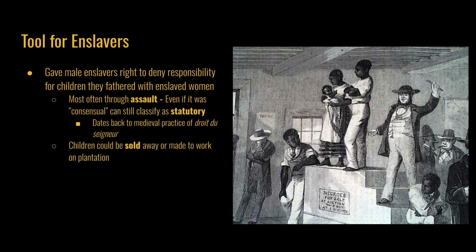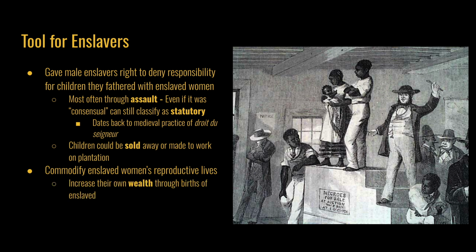Children of these unions could be sold or made to work on the plantation. Sometimes mixed-race children were given lighter workloads than the rest of the enslaved people on the plantation. Partus also helped to commodify enslaved women's reproductive lives, as their ability to give birth increased the enslavers' wealth through the birth of more enslaved people. Thomas Jefferson's relationship with Sally Hemings, an enslaved woman, and their children is a well-documented example of this exploitation. Some enslavers kept records of births among their slaves to track their property and potential future labor force.